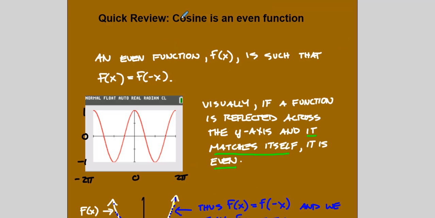Okay, so a quick review. Cosine is an even function. An even function f of x is such that f of x equals f of negative x. Visually, it is a function reflected across the y-axis and it matches itself. So if I reflect a function over the y-axis, that's a line of reflection, and I get a mirror image of the function, then it is even. Another way of seeing this is if you reflect the function and you get the same graph, it's even.